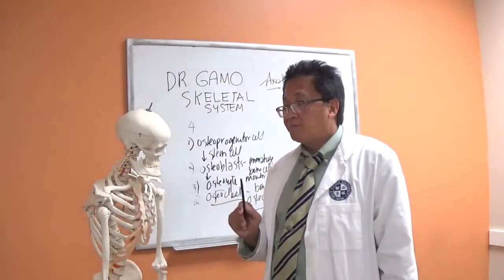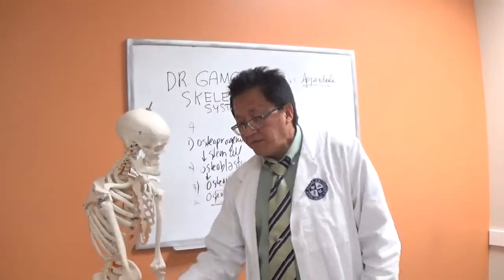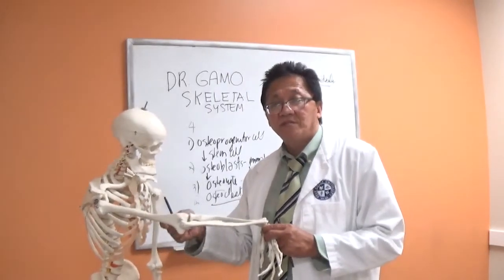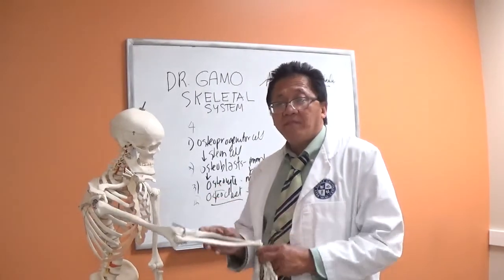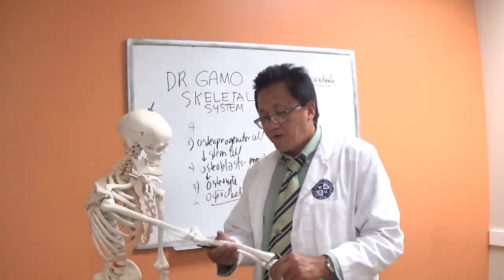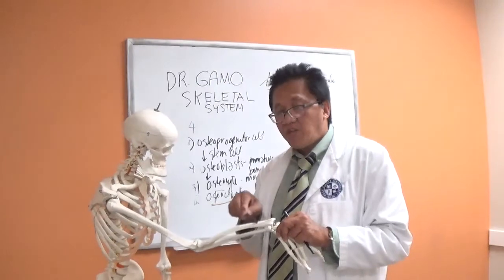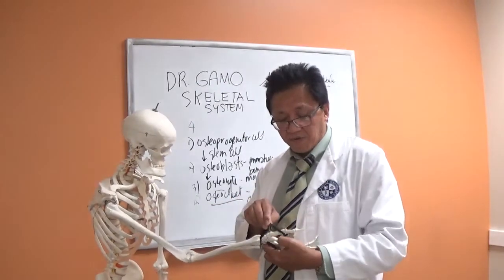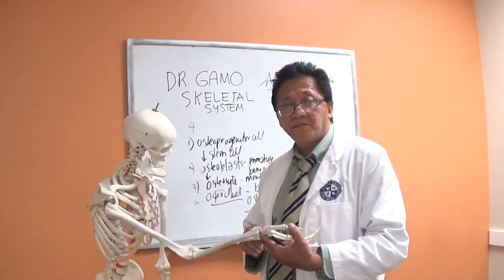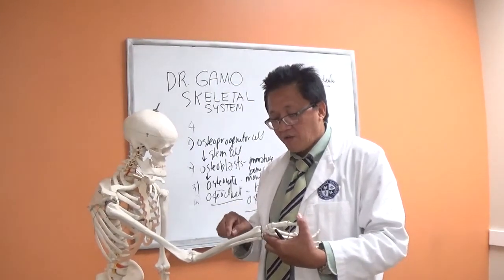Now, in the upper limbs, the first bone that you find in the arm is called the humerus. The forearm, which is this part of your body, is made up of two bones. The radius, which is in the area of the thumb, and the ulna, which is in the area of the little finger. So radius and ulna.